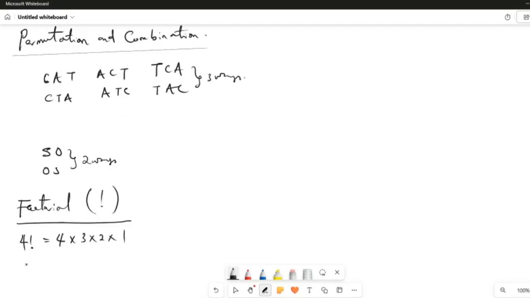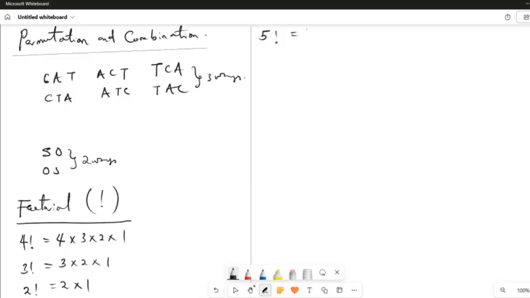If you're looking for 3 factorial now, 3 factorial will be 3 times 2 times 1. Do you understand? So if I'm looking for 2 factorial, it's just going to be what? 2 times 1. That is the multiplication of natural numbers until that number. So if you are asked to look for 5 factorial, what do you think that would be? That would be 5 times 4 times 3 times 2 times 1.